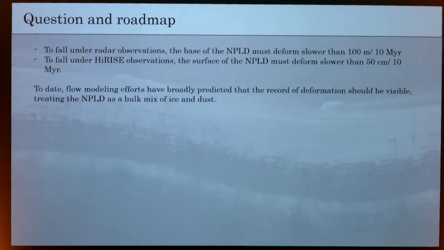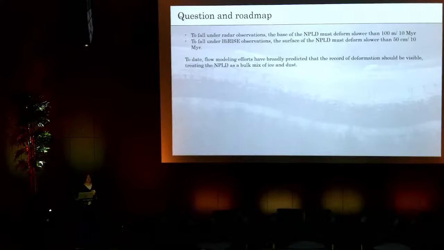So looking at the observations, to fall within the radar observations, the base of the NPLD must deform slower than 100 meters over 10 million years, which is the lifetime of the NPLD. To fall under HiRISE observations, the surface of the NPLD must be deforming slower than 50 centimeters over 10 million years, because we don't see observations of deformation. However, to date, the flow modeling efforts have broadly over-predicted the velocity of the NPLD deformation, and essentially the predictions from models show that we should actually see something.